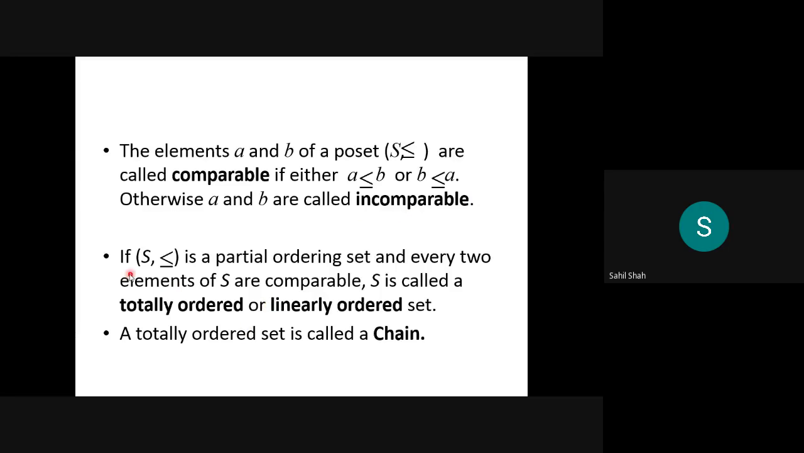Further to that, we had a discussion on this partial ordering set, where every two elements of S are comparable. If that is the case, I told it in terms of chain. Okay. If we are able to relate all the elements of a set on which relation R has been defined in some manner, then that particular set is called a totally ordered or linearly ordered set. Further to that, a totally ordered set is said to be a chain. Do not get confused with the definitions.